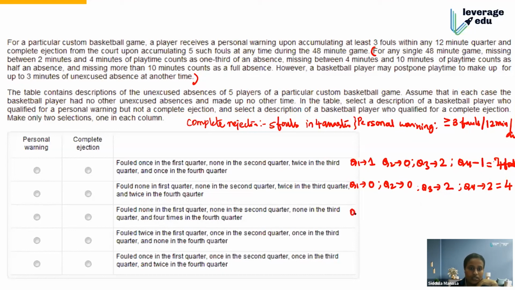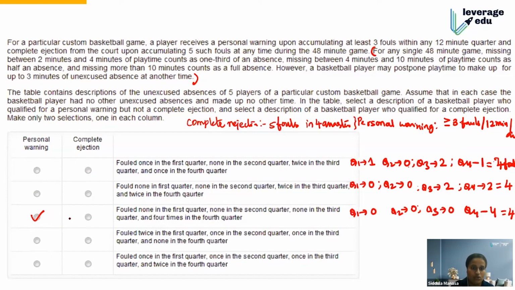Next one, first quarter is none, second quarter is none, third quarter is none, fourth quarter is 4. So now the total is 4, agreed. So it is not a rejection for sure. But one thing we know, in particular with the quarters, at least 3 is called a personal warning. In this fourth quarter alone, he had 4 fouls, which matches this condition. That means there is a possibility for him to get a personal warning. He cannot be ejected. Now we need to work just only for a complete ejection, as we already got an answer for personal warning.